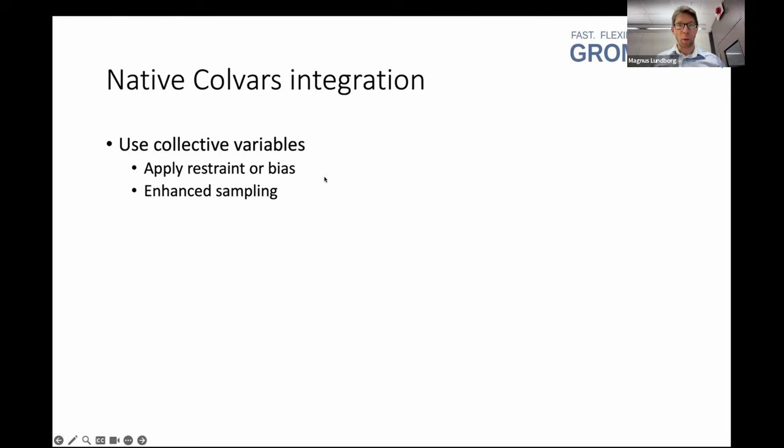As I said, the COLVARS integration now means that you can use COLVARS easily from GROMACS just with MDP settings and a separate settings file. And COLVARS enables the use of quite advanced or sophisticated collective variables for your sampling. And you can then apply restraints or biases to these. And that can also be used for enhanced sampling, for example, using the adaptive biasing force method, which I will go through a little bit here.